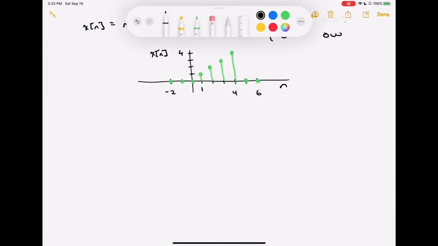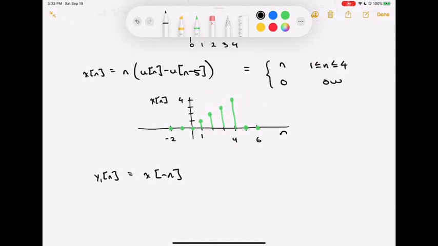All right, so let's look at a variety of signals, and they're going to be involving these operations on the independent variable. So the first one I'm going to call y1. I'm going to let y1 of n be equal to x of minus n. What was this thing supposed to be? This was supposed to be reflection. Now, I can get this from the definition. y1 of n, we said, was equal to x of minus n.